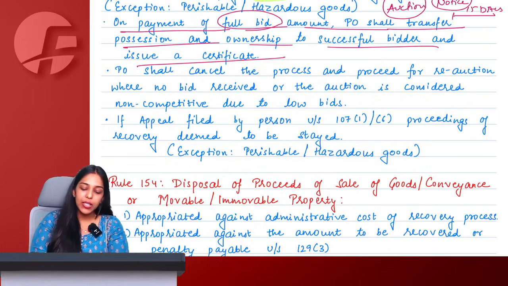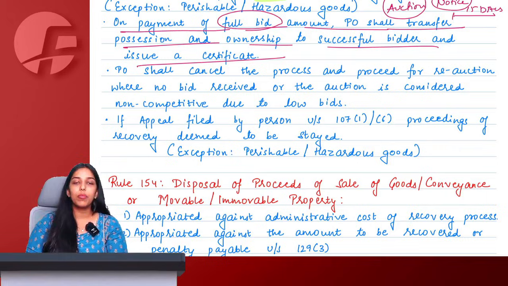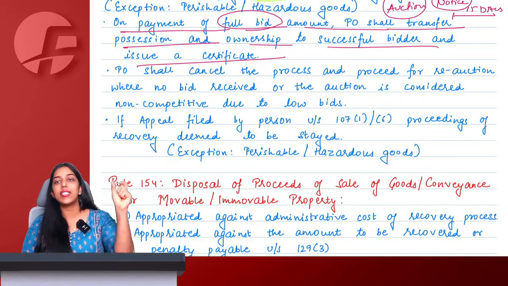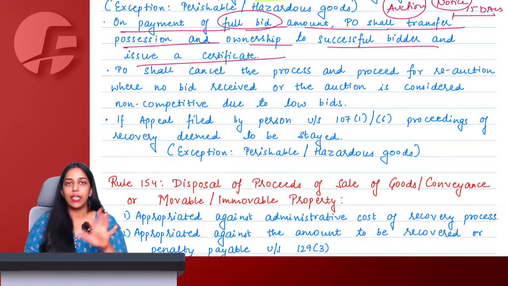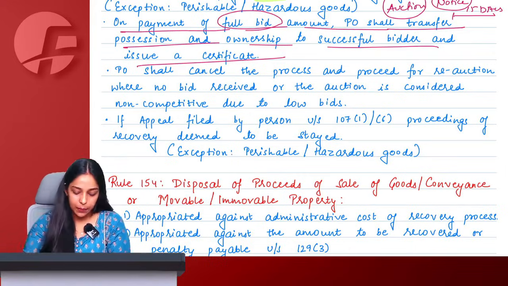If an appeal is filed by the person, then recoveries are going to be stayed. Of course, if I seize the goods, I detain the goods, and the original owner files an appeal and goes to the appellate authority for this matter, then of course you cannot sell the goods, you cannot start the recovery proceeding.